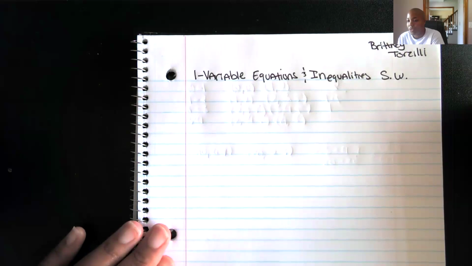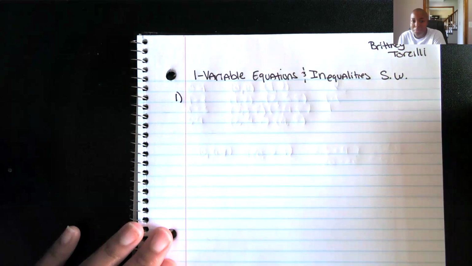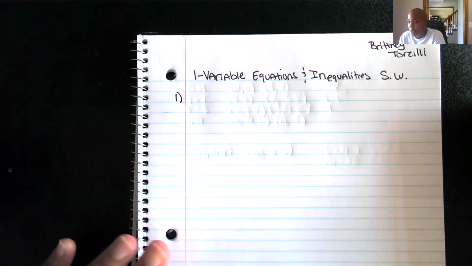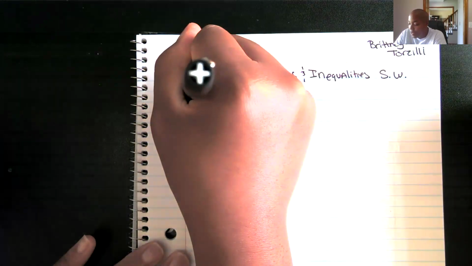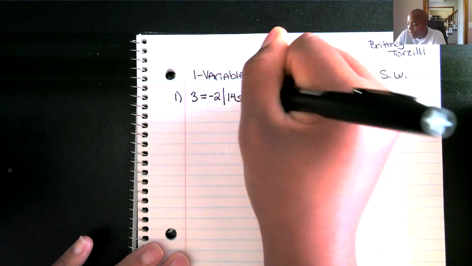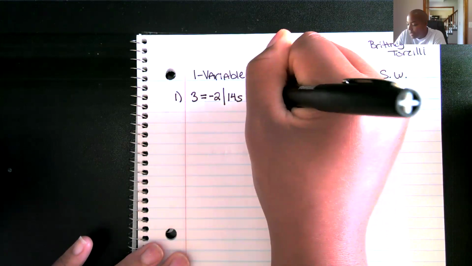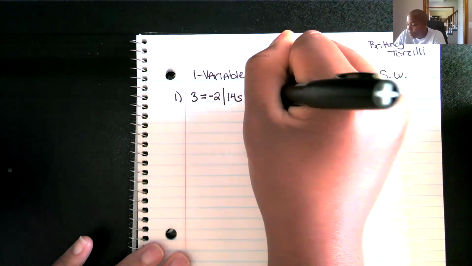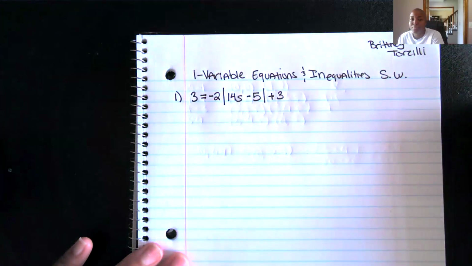All right, we're going to start with question one. Question one says to solve the equation. So first, I'm going to label that I'm doing question one. And then you don't have to write down every single word. I need you to write down the actual equation we're solving. So that's 3 equals -2 times the absolute value of 14s minus 5, close the absolute value, plus 3.